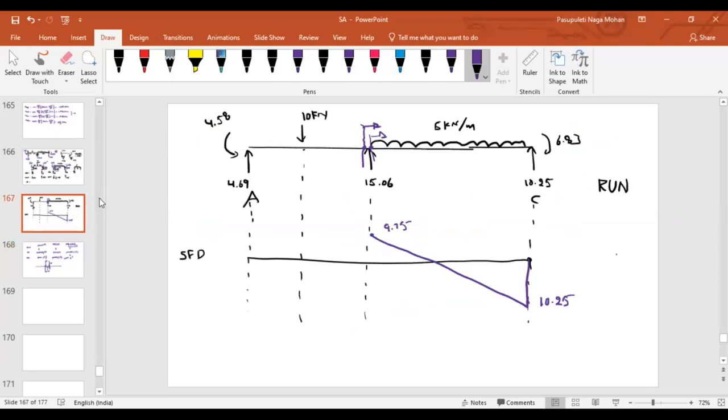So if you look just to the left and look into the right side, already we have got 9.75. In addition to that, how much did we get here? 15.06. So add 15.06. How much will you get? 9.75 plus 15.06.